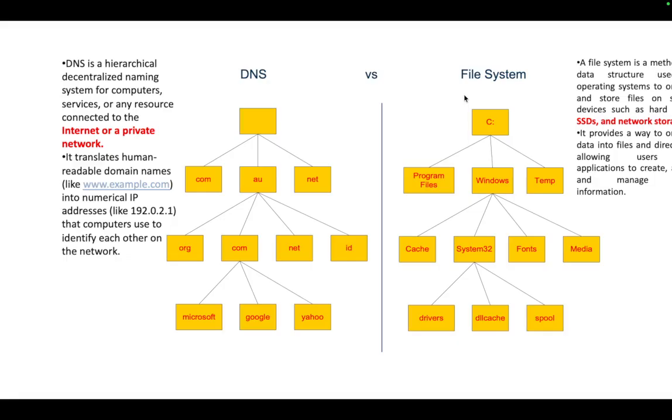So we can say that DNS is a hierarchical, decentralized naming system for computer services or any resource connected to the internet or a private network. It translates human readable domain names into IP addresses, which is shown in the figure below, versus the other part, which shows the file system. For example, there's a C drive, and then there's Program Files, Windows, Temp. These are folders. Beneath Windows, there could be cache, system32, font, media. Inside system32, there could be drivers, DLL, and spool.